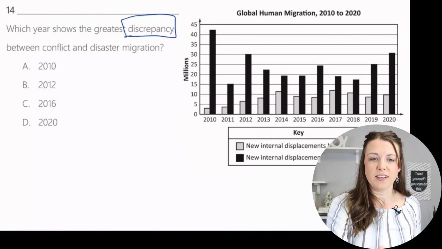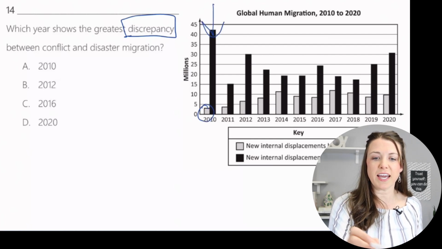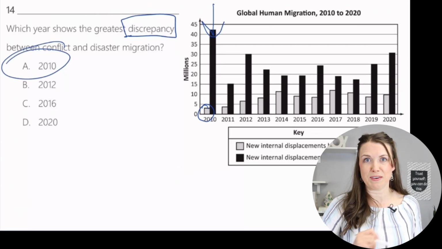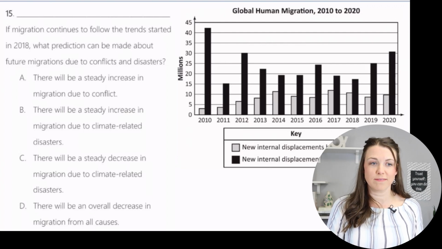Definitely 2010. Look, it had the lowest here for conflict, but then it had the highest for disaster. So 2010 is definitely A. And now here we've got a harder question.